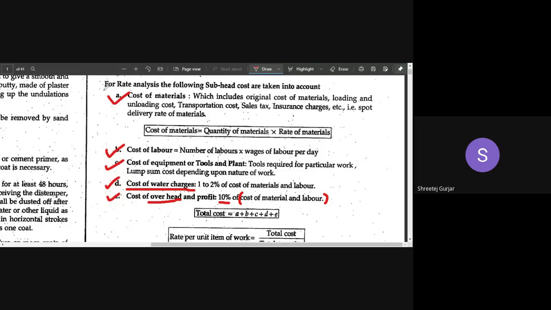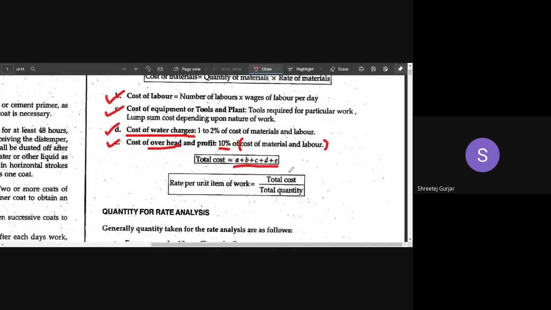All these things are taken into account when you want to do rate analysis. A, B, C, D, E: you have to add all these costs. The total cost is then divided by the total quantity. This is how you arrive at the rate per unit item of work: total cost by total quantity.